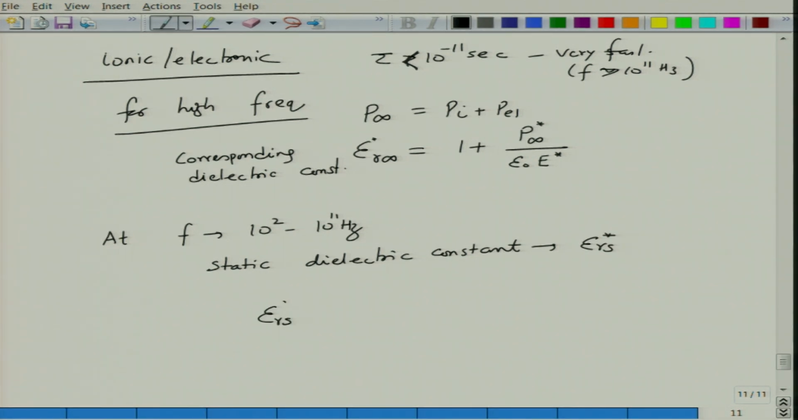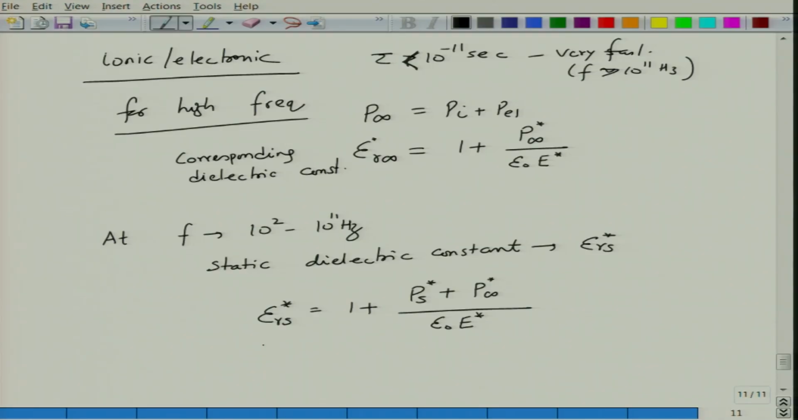So, epsilon r s star can be written as 1 plus P s star plus P infinity star divided by epsilon naught E star. This is the saturation polarization that you are going to obtain after the dipolar polarization saturates, and this is the contribution from higher frequency, which is from ionic and electronic polarization. So, if you now replace the value of P infinity star here, P infinity star will be epsilon r infinity minus 1 into epsilon naught E, okay.